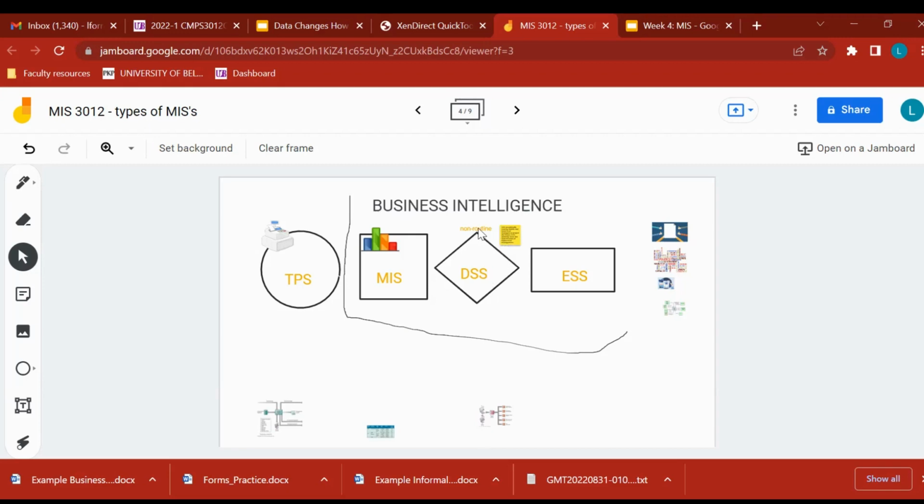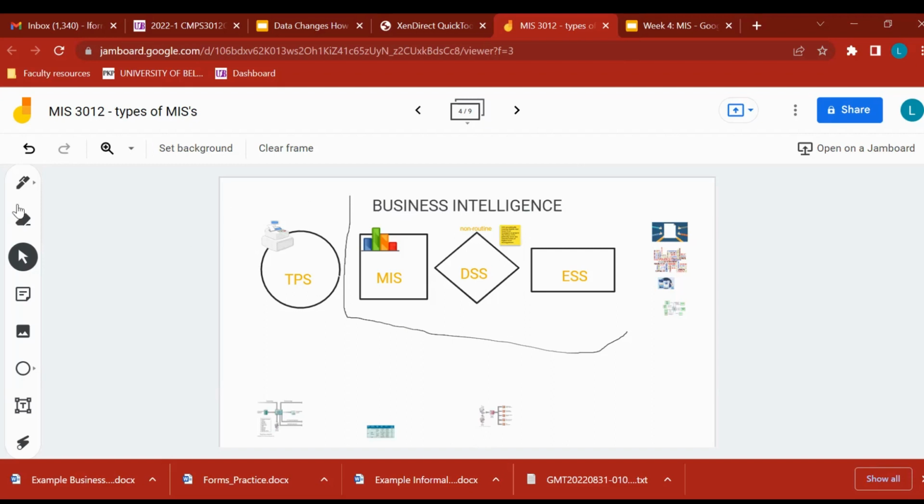There's also the decision support system. This one, based on the studies from Laudon and Laudon, also supports middle management. They look at non-routine tasks and they help you to ask the question, what if? So it's not just looking at the data and saying, okay, this is comparing sales from last month to this month, but it helps to assess more complex situations.